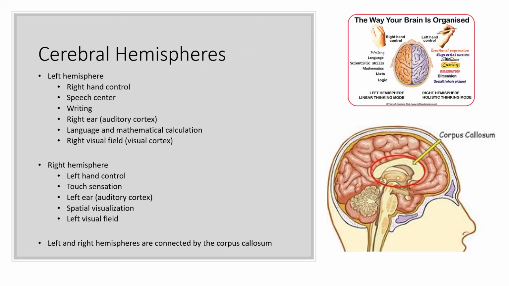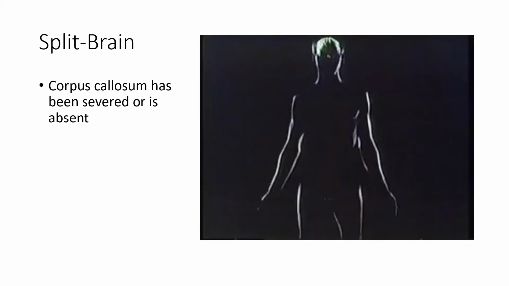And your hemispheres are connected by what is called the corpus callosum. Now, interestingly, the corpus callosum can be absent at birth, or it can be severed in certain accidents, and this can result in what's called a split brain. So once again, a split brain is when the corpus callosum has been severed or it's absent. Now this is a video showing you a man who has a split brain as a result of an accident, and you're going to see how his thought processing differs from somebody's who has an intact corpus callosum.